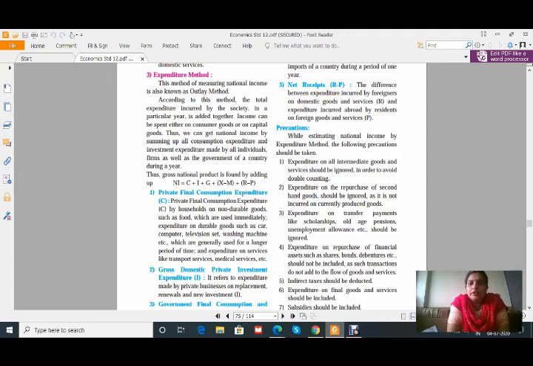Let us start with the next topic, that is methods of calculation of national income. The third method, expenditure method. Already two methods we have completed. Now see the method.